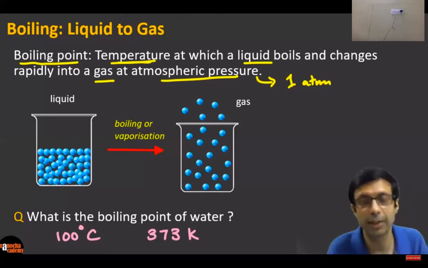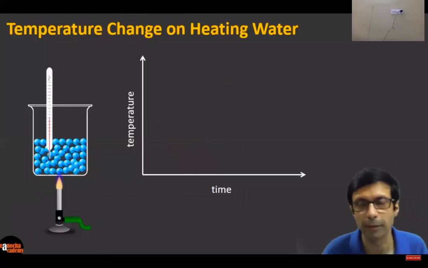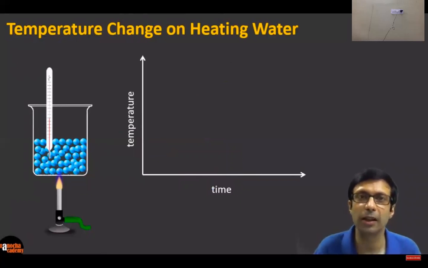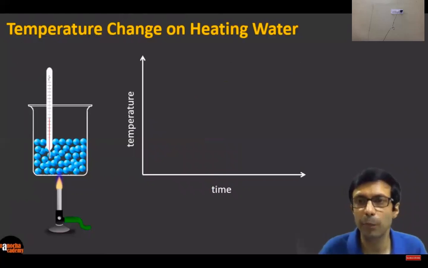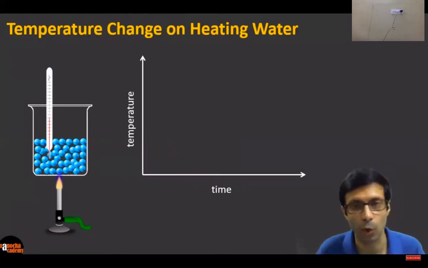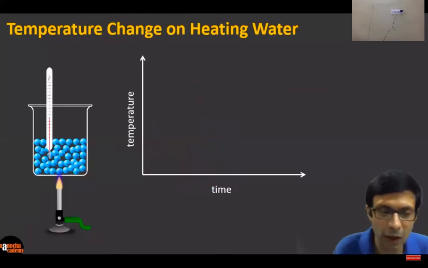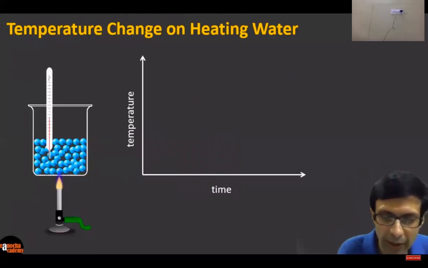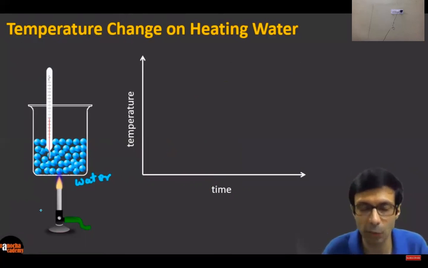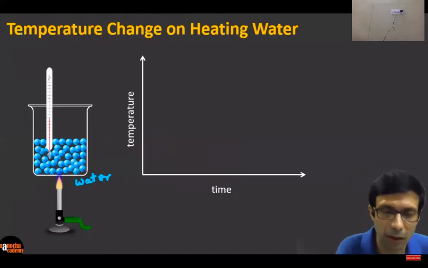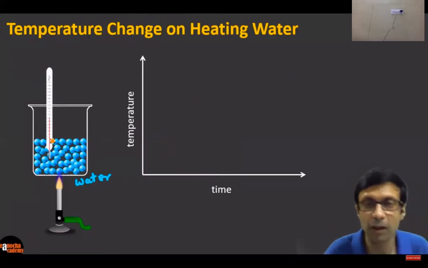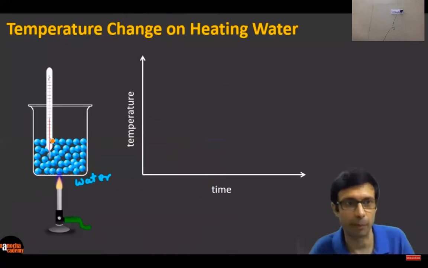Now, of course, different substances will have a different boiling point. Now let's look at this interesting thing. What is the temperature change that happens when you heat water? Please listen to this part very carefully because there's something really interesting going to happen here. Okay. So here, as you can see in this picture, let's say this is water, and using this burner we are heating the water. And here I have, can you see this? A thermometer is dipped into the water so that we can measure the temperature.